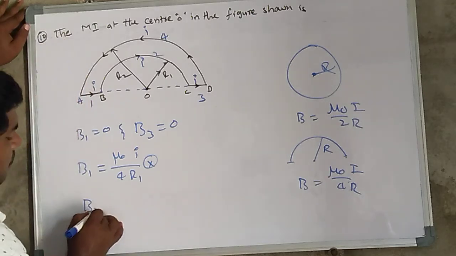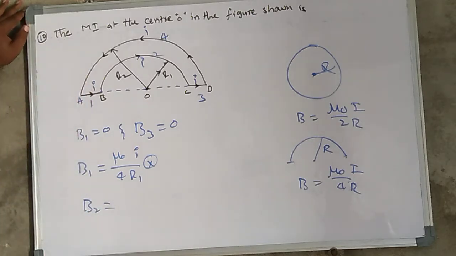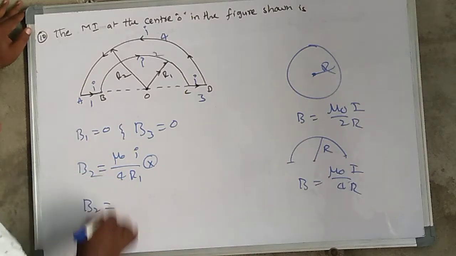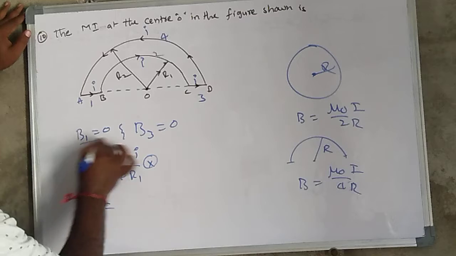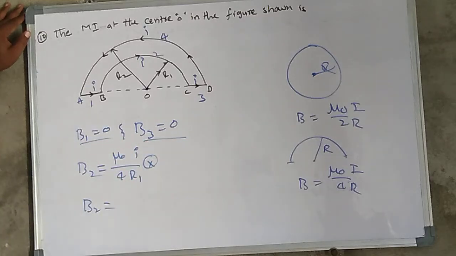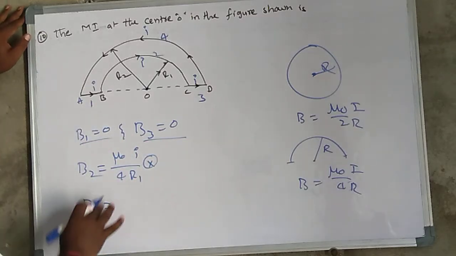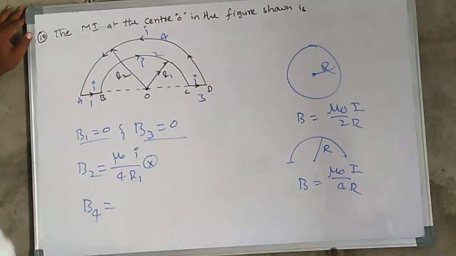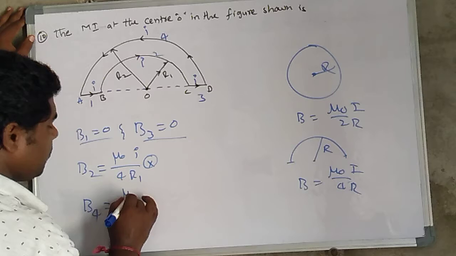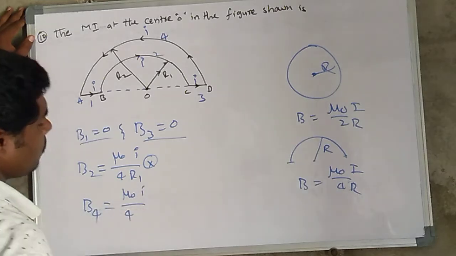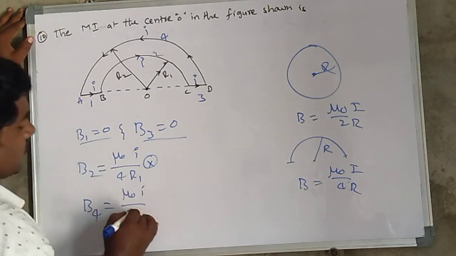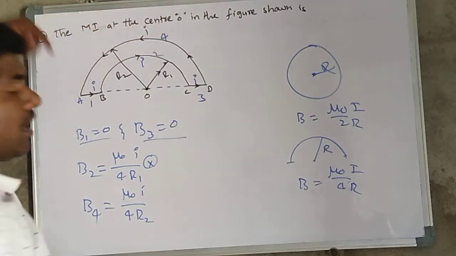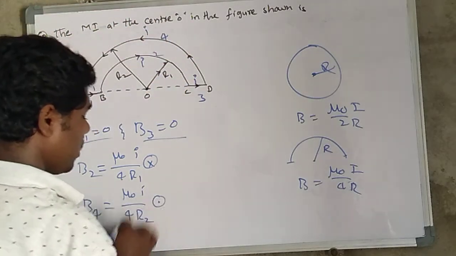Similarly B2 is equal to, sorry, this is B2 only. Now B1 and B3 become 0. B2 is completed, and next B4. This one is also a semicircle, so mu naught I divided by 4 into the radius R2. Here the current is in anti-clockwise direction, so the direction is outward.